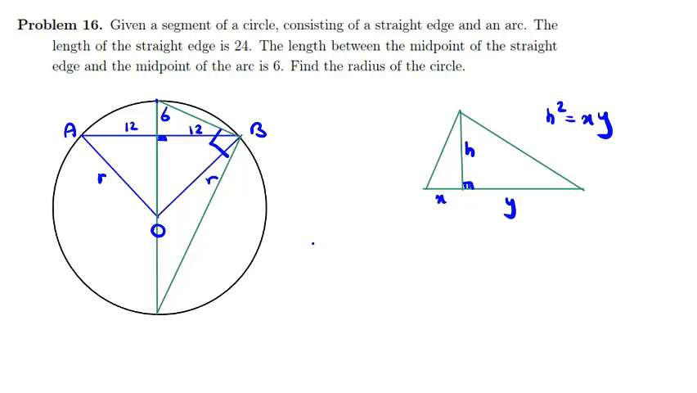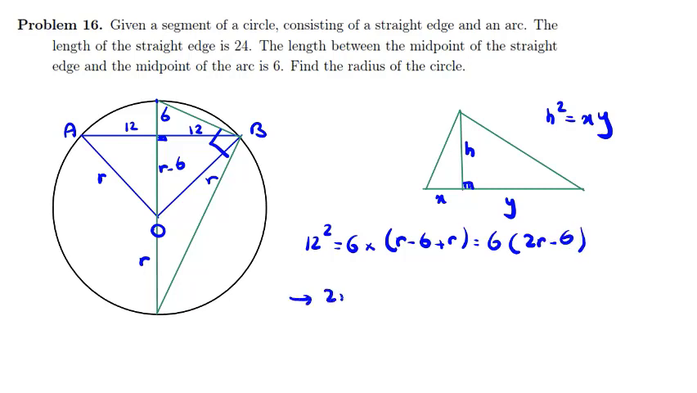So h squared is xy, so 12 squared is 6 times, so this one is what? This one is the radius, it is r, so this part is r minus 6. So 6 times (r minus 6 plus r), which is 6 times (2r minus 6). Now we conclude that 6 times (2r minus 6) is 12 squared, or 12 times 12.